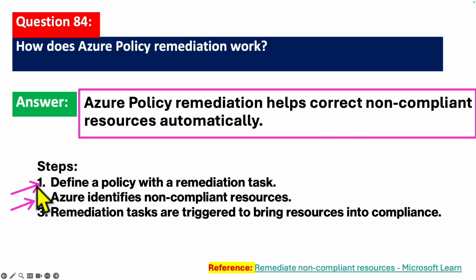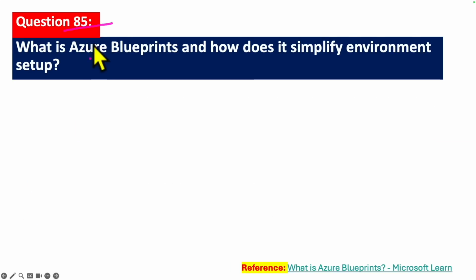Second step is, once the policy is set, Azure continuously monitors the resources to identify any that do not comply with your defined policy. And when the non-compliant resources are detected, the remediation tasks are automatically initiated to bring these resources into compliance. So that is how Azure Policy remediation works. Some of the benefits include automated governance, risk reduction, and cost management. Let's look at question number 85.